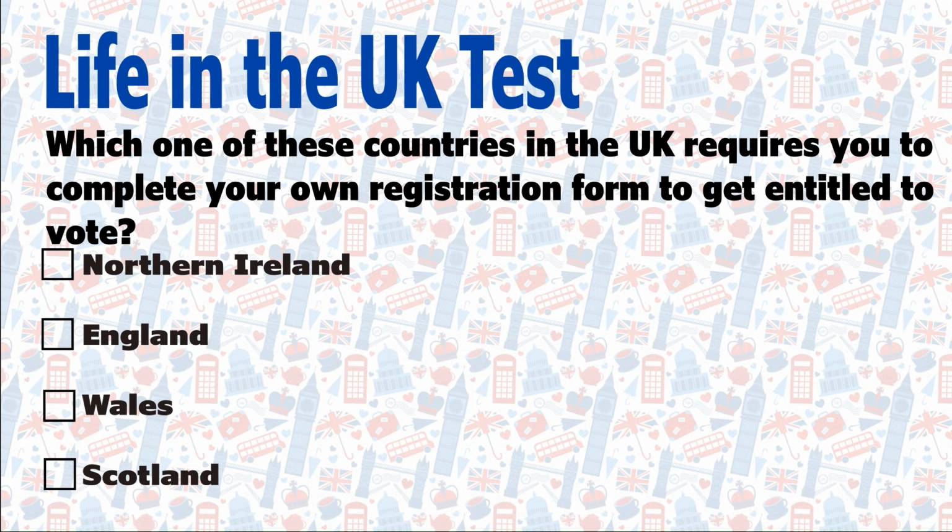entitled to vote? Northern Ireland. England. Wales. Scotland. Northern Ireland. In Northern Ireland a different system operates. This is called individual registration, and all those entitled to vote must complete their own registration form. Once registered, people stay on the register provided their personal details do not change.